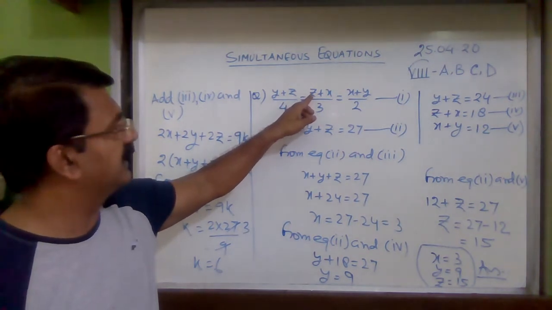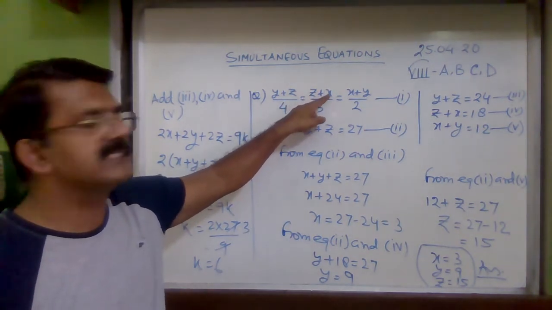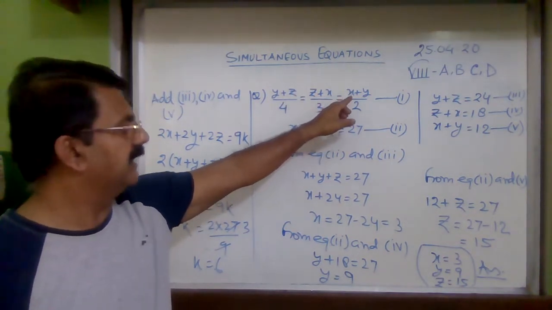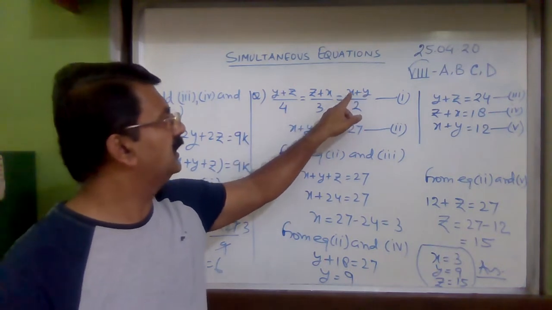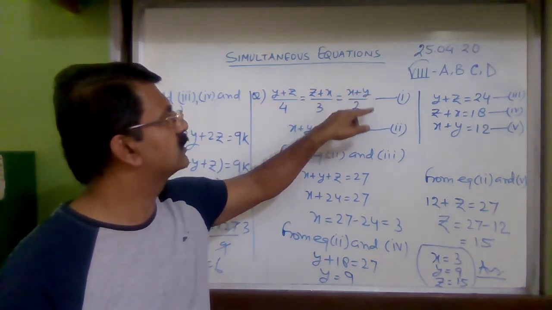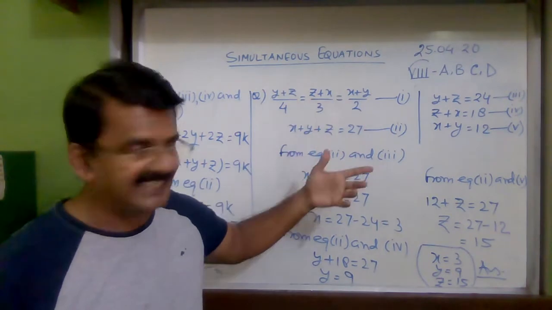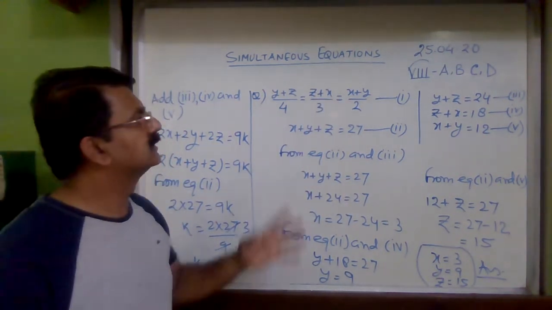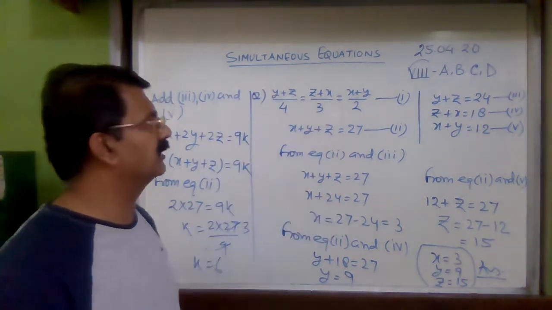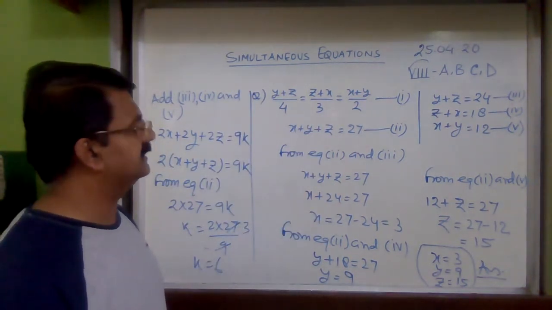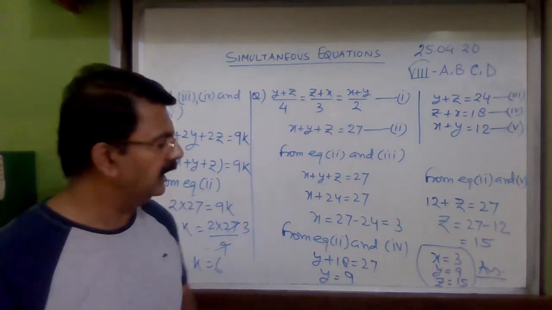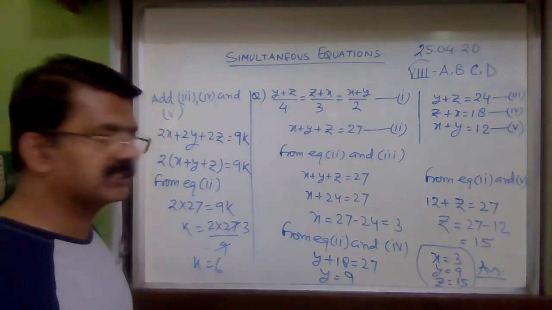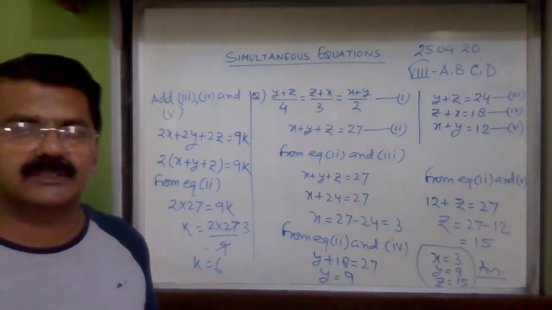Then z is 15 and x is 3. 15 plus 3 is 18. 18 upon 3, once again 6. And here x plus y, 3 plus 9. 3 plus 9 is 12. 12 upon 2 is 6. So once again the value is 6. Clear? So you can see we have verified our answer: x is 3, y is 9 and z is 15. Okay. Now after this question, we'll move to the last question of the day.